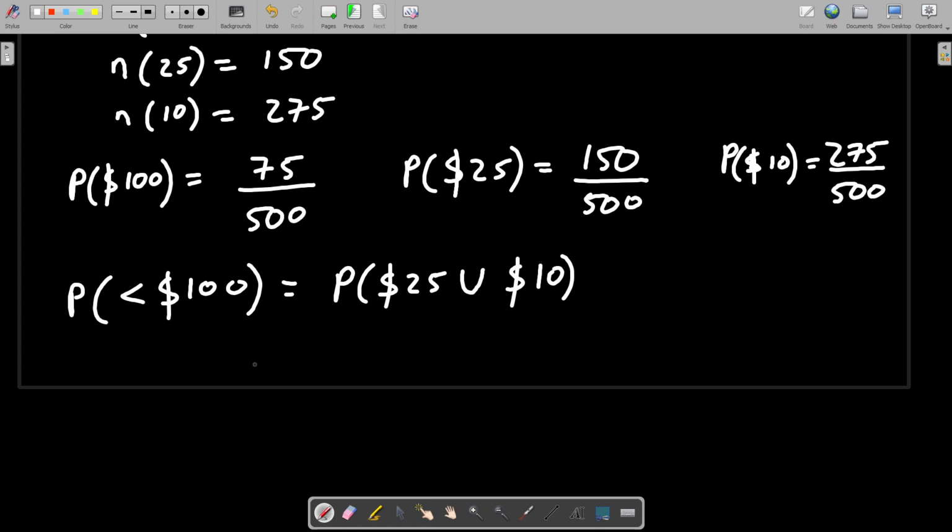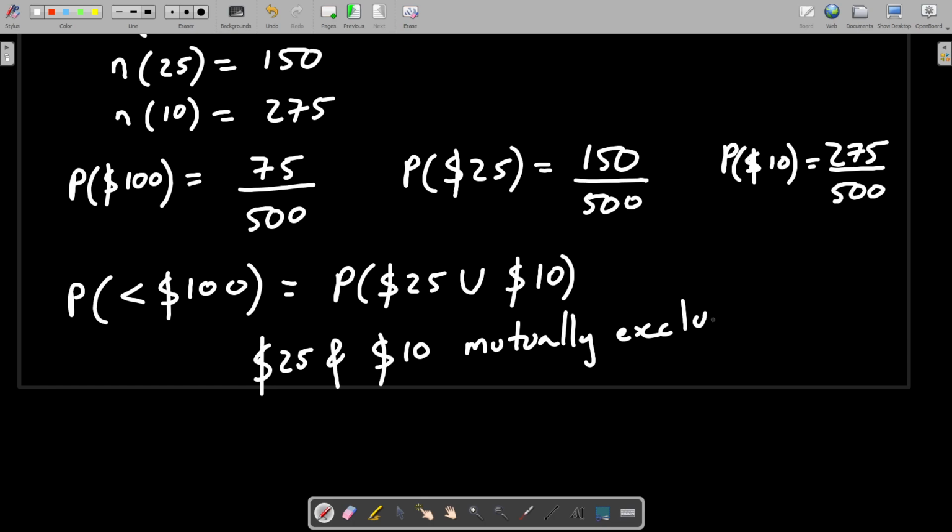Okay. So now one thing over here is, can you get $25 and $10 in the same envelope? No, right? That situation does not arise. So $25 and $10 are mutually exclusive. In other words, their intersection is empty. You cannot get $10 and $25 in the same envelope.